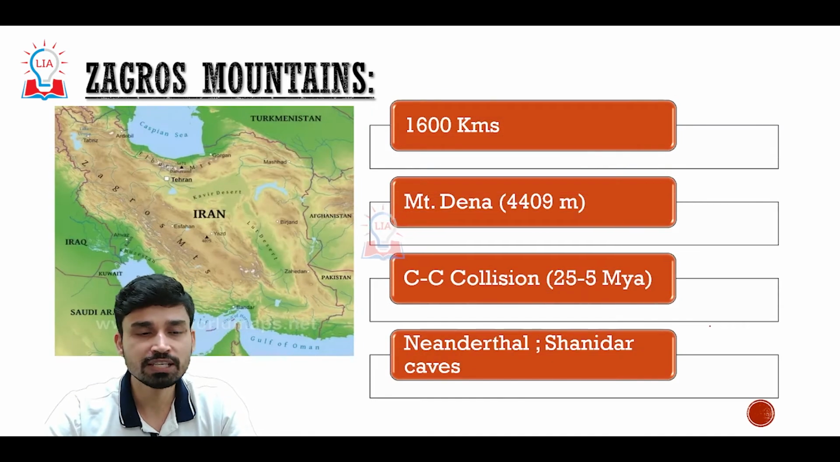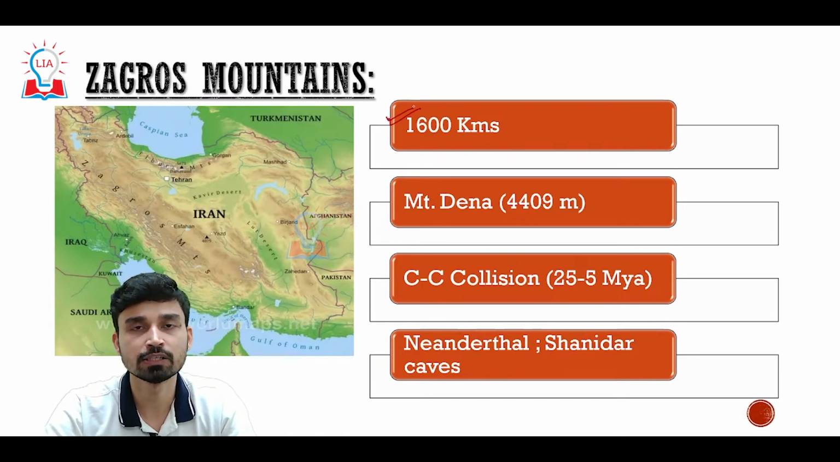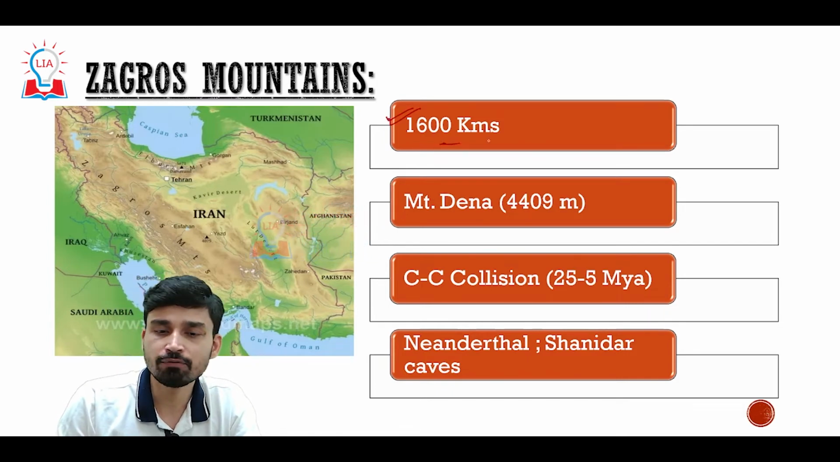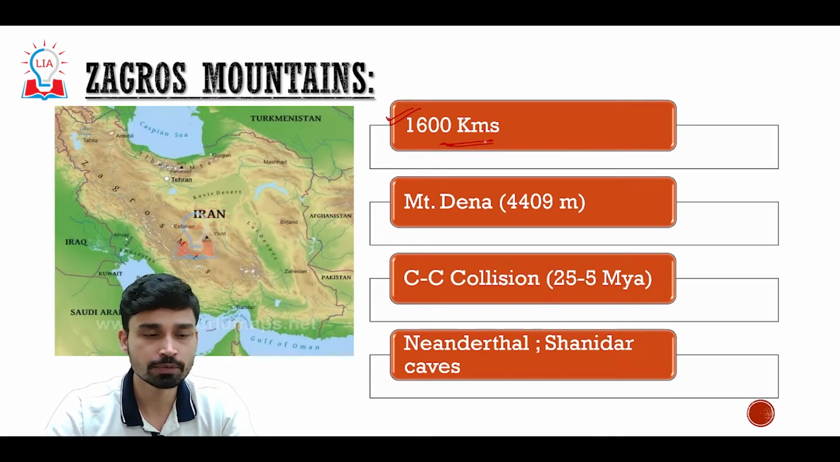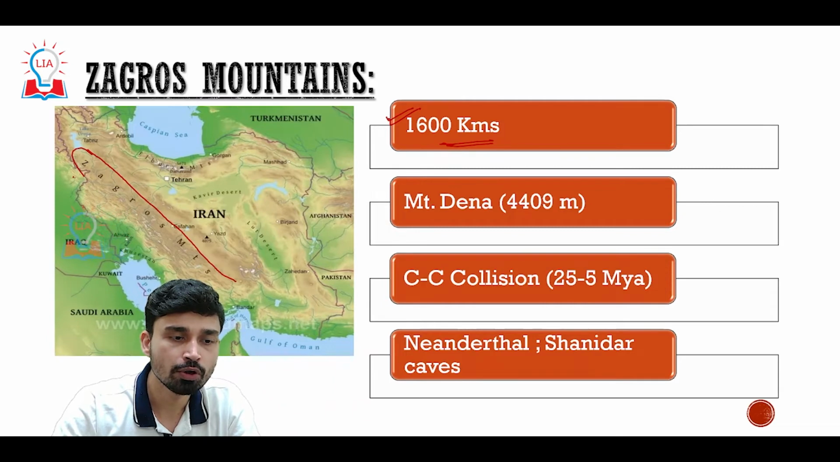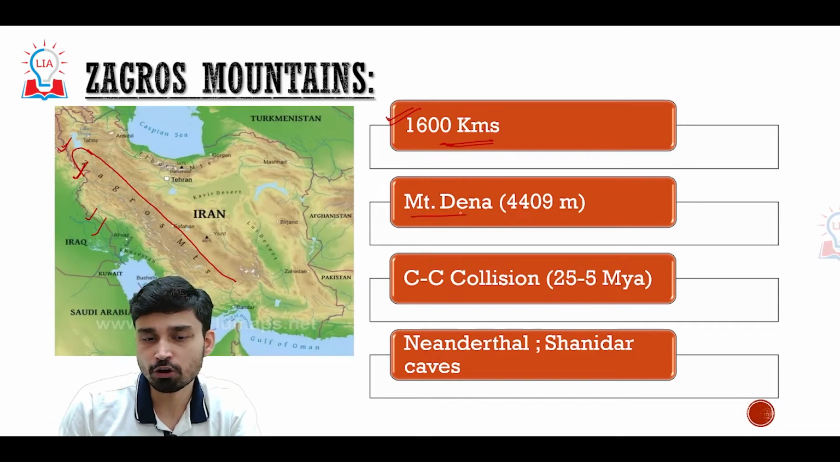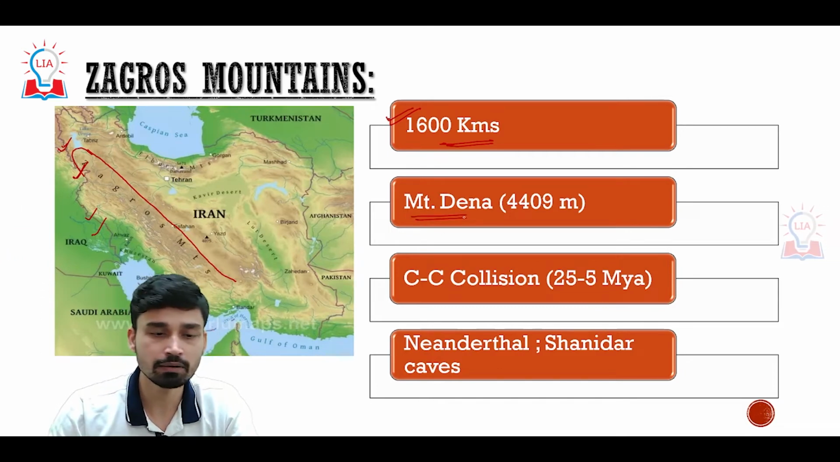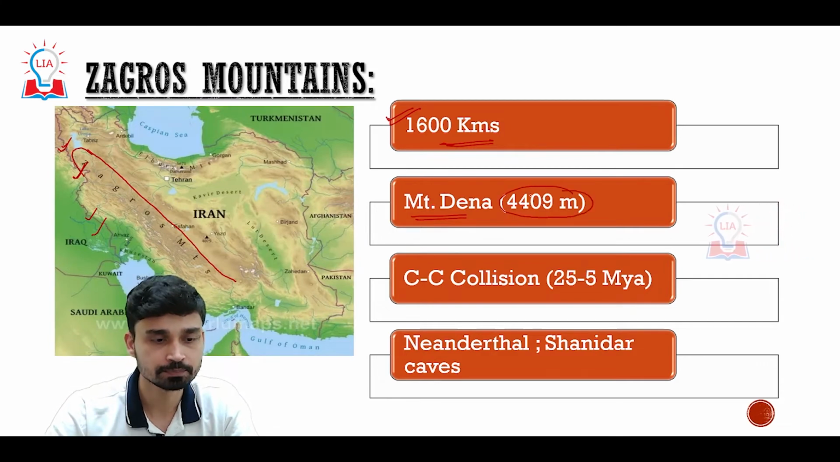The next important series of mountains are located in the Iranian plateau, that is the Zagros Mountain, extending for a length of almost 1,600 kilometers from the west to east. If we look at the map here, this is the extent of Zagros Mountain. Apart from Iran, this mountain range is also spread out in a part of Iraq and a part of Turkey. The highest peak of this particular mountain is called Mount Dena, which is situated at an altitude of 4,409 meters.